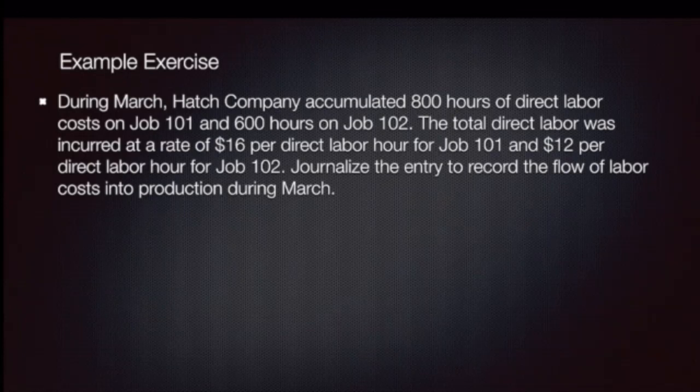Example exercise. During March, Hatch Company accumulated 800 hours of direct labor costs on job 101 and 600 hours on job 102. The total direct labor was incurred at a rate of $16 per direct labor hour for job 101 and $12 per direct labor hour for job 102. Journalize the entry to record the flow of labor costs in production during March.